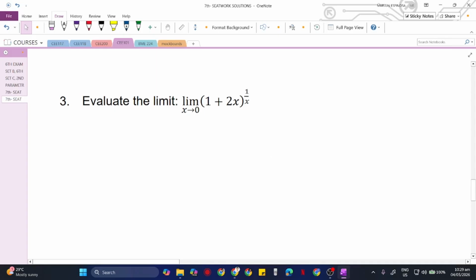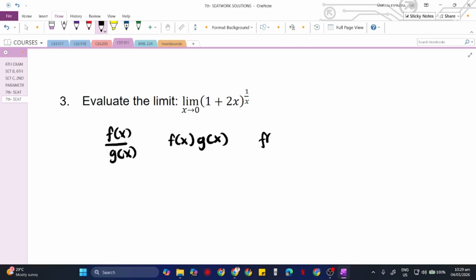Di ba meron tayong tatlong form nun? We have f of x, then g of x, that is our first form. The second form is the product of f of x, then g of x. And the third form is f of x raised to the power of g of x. Tatlong forms yan, class. Which among these three are the given form, no? Itong last form, tama ba?